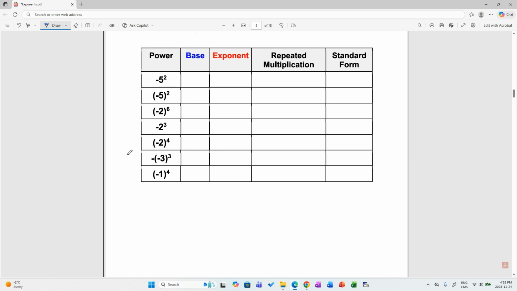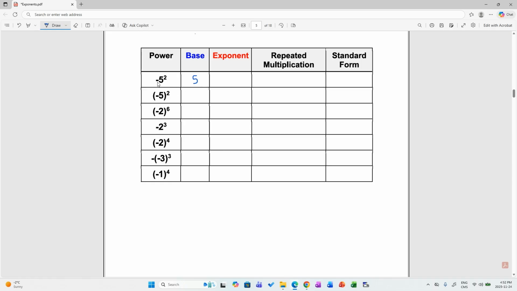Hi class, let's go over some examples of exponential forms or powers where my base is negative. Okay, so for my first example, I have negative 5 squared. Now, negative 5 squared, is my base going to be 5 or negative 5? In this case, my base is actually just going to be 5.